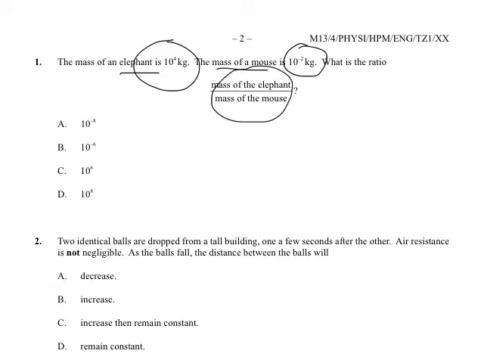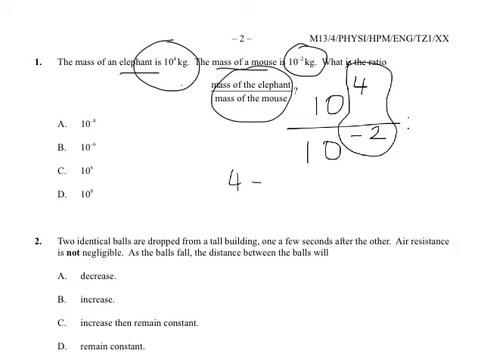In question 1, you have a mass of an elephant, which is 10 to the 4, and the mass of a mouse, which is 10 to the minus 2. You need to work out the ratio of those two. So it's simple division. 10 to the 4 divided by 10 to the minus 2 will give you some indices that you have to subtract. Okay, so it's 4 minus minus 2, which is the same as 4 plus 2, which is 6. So the correct answer is C.